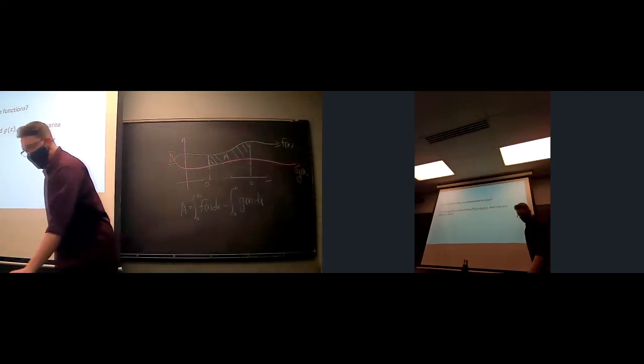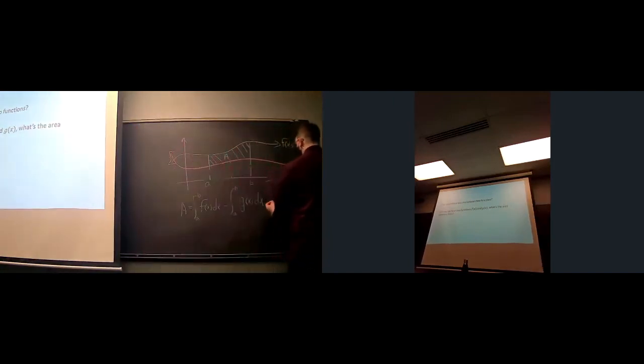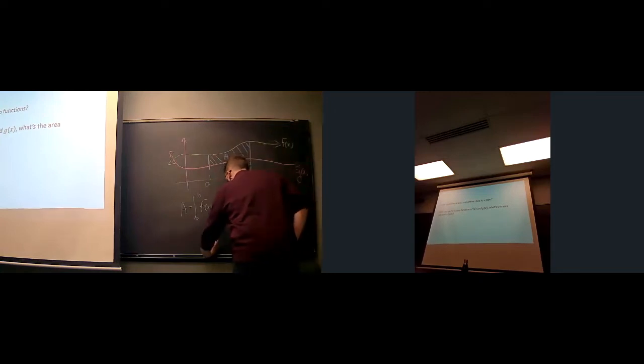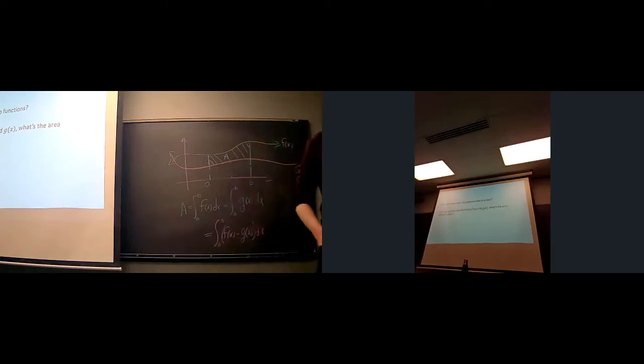But notice when we do that, we can rewrite these two integrals now. We can rewrite them as the integral from a to b of f of x minus g of x dx. So the area between two functions is going to be the integral from a to b of the difference of those two functions. Everybody cool with this?